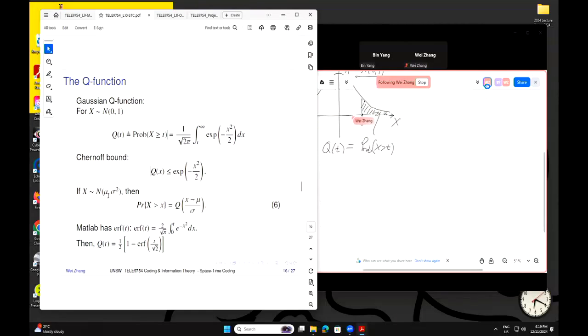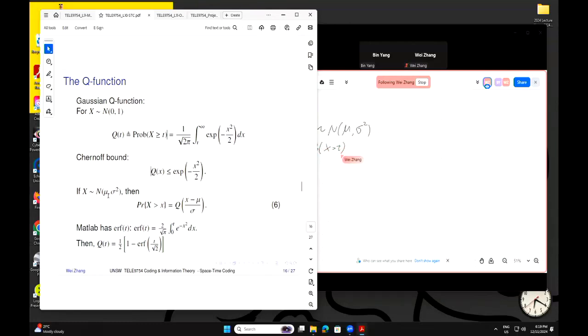Let me try it. Okay, so if x follows the Gaussian distribution with mu as the average value and sigma square as the variance, what happens to this Q(t)? You may wonder what the probability is. The question is, what's the probability of x larger than t?